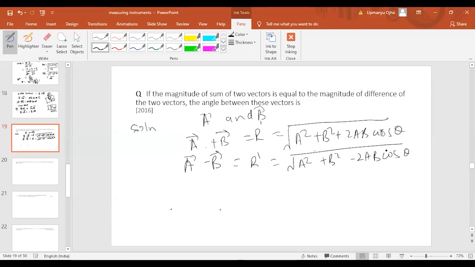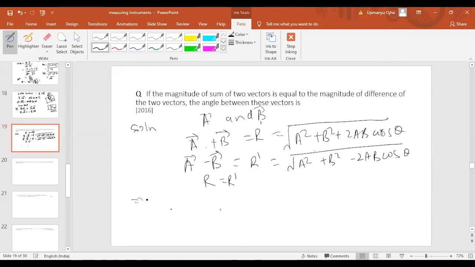Now in the problem they are telling you that the magnitude of the sum of two vectors, root of A square plus B square plus 2AB cos theta, is equal to the magnitude of the difference of the two vectors, root of A square plus B square minus 2AB cos theta. Both are equal, meaning R equals R dash.